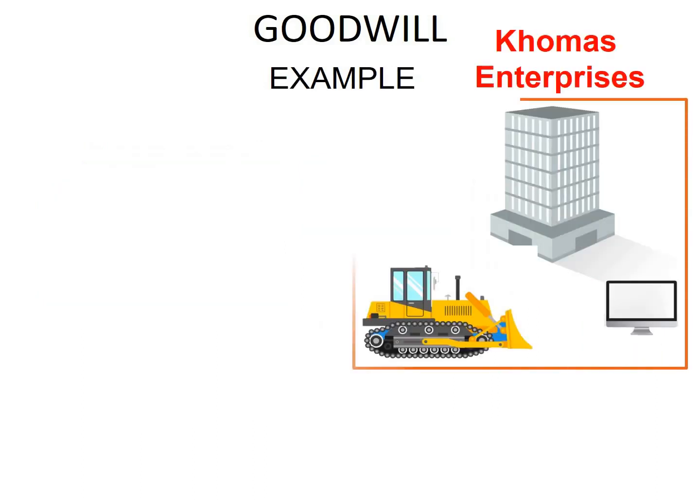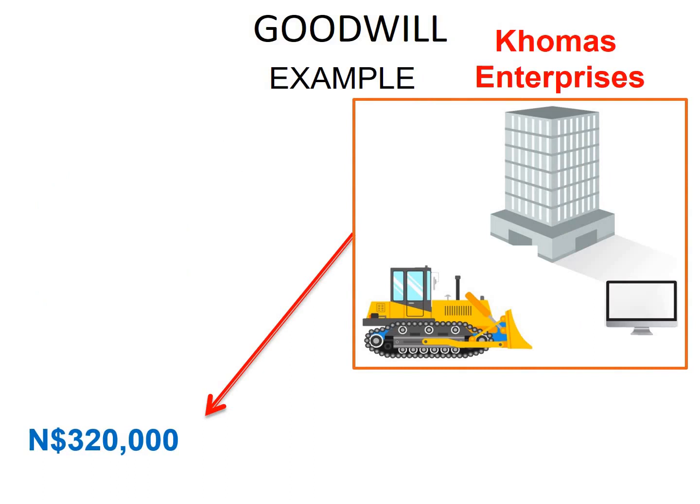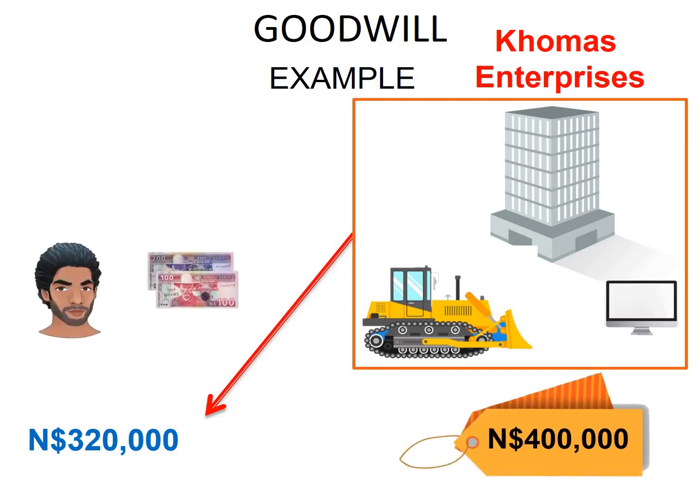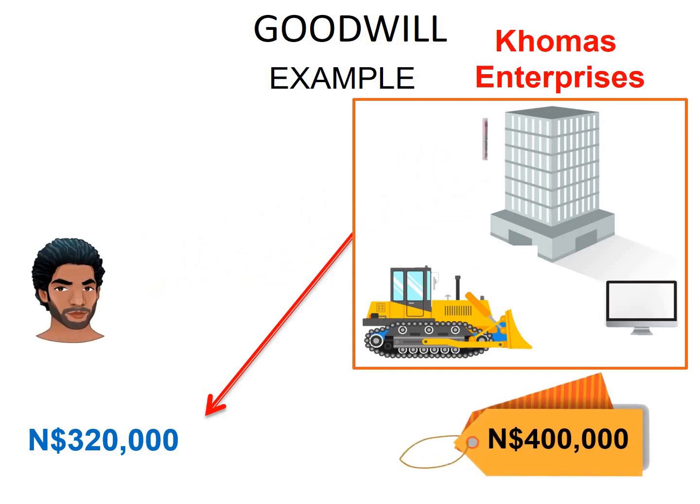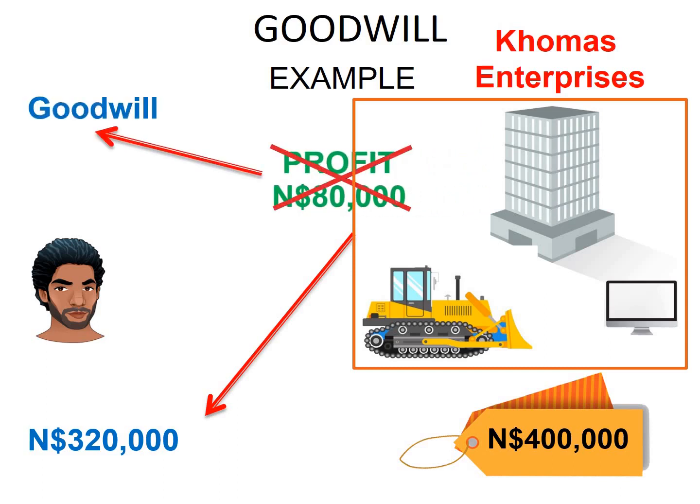So now in our example, Commas Enterprises has assets worth the value of 320,000 Namibian dollars. If Commas Enterprises were to sell its company for 400,000 Namibian dollars, then that 80,000 we won't call profit, but we will call Goodwill.